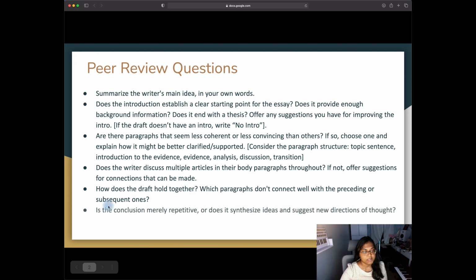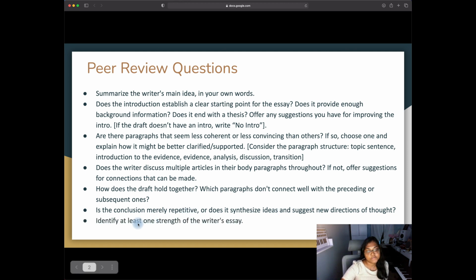Is a conclusion merely repetitive, or does it synthesize ideas and suggest new directions of thought? You don't want to just repeat everything that you just said in a 3-page paper, because it can be a little insulting to your reader. They've just read it, so they're going to remember what you wrote. You want to have a summary of what you wrote in maybe 2 or 3 sentences, but then in your conclusion, you want to suggest new directions for thought. Your classmate's conclusion should be doing some of that.